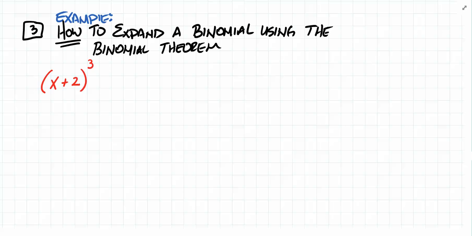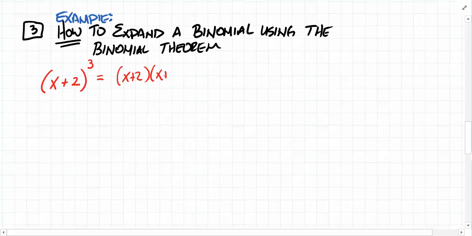Okay, box number 3 is an example. I'm going to show you how to expand this binomial using the binomial theorem. We want to take x plus 2 and raise it all to the third. I want you to understand that this literally means take x plus 2 and multiply it by itself 3 times. So that's what we're trying to figure out.